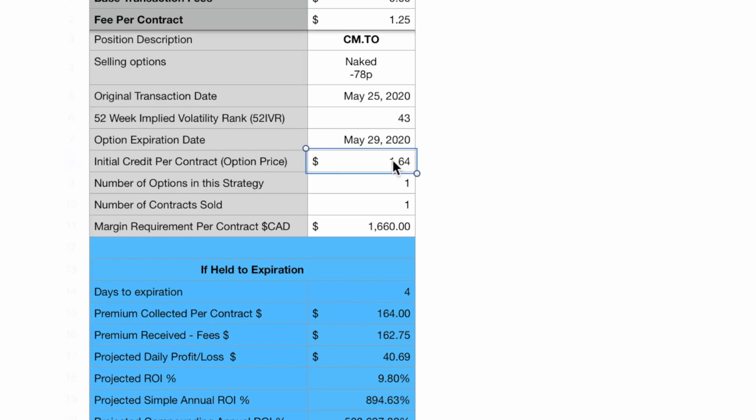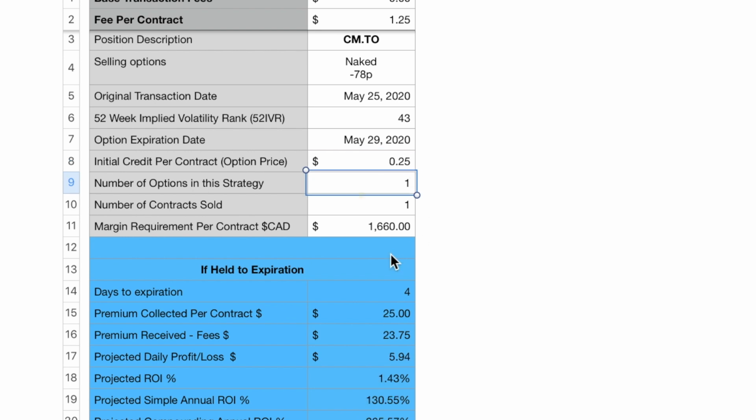And then the initial credit per contract. Now, I actually sold this position this morning for 25 cents, so I'm gonna put this in, 25 cents, and it's gonna start to give us some data that we can look at.